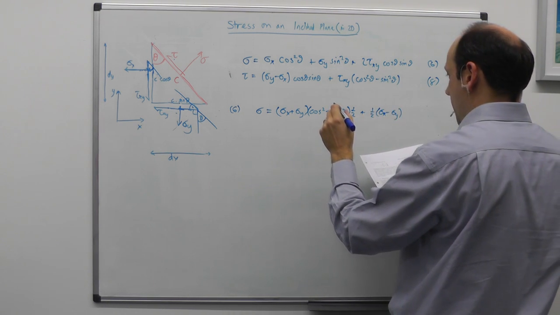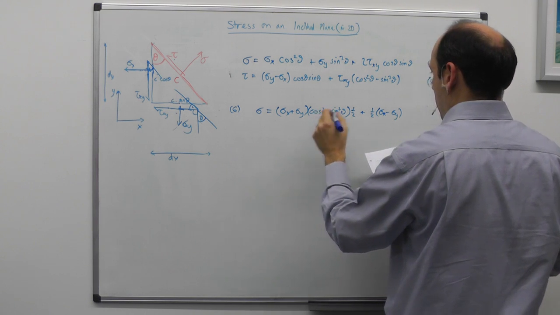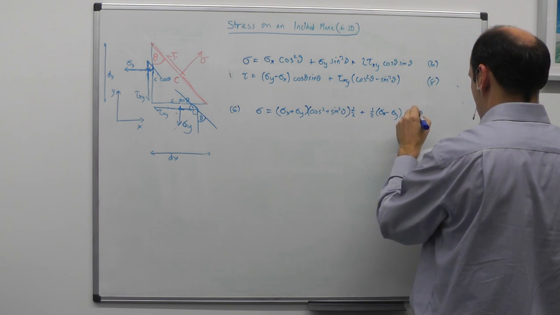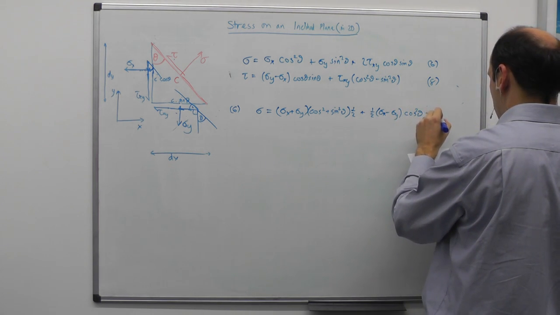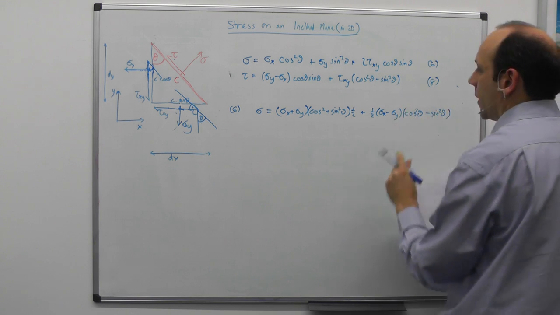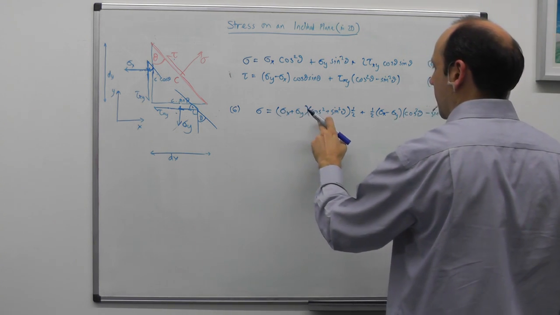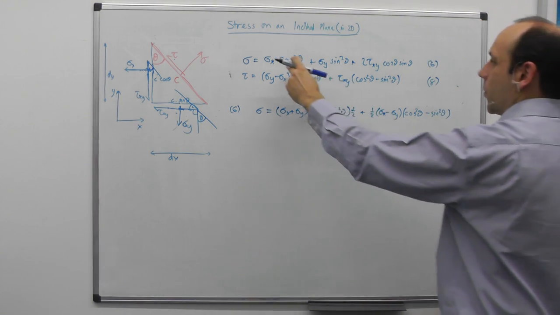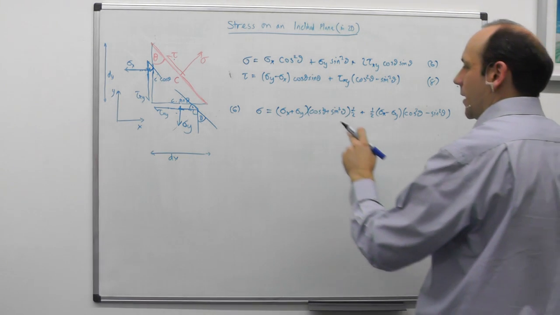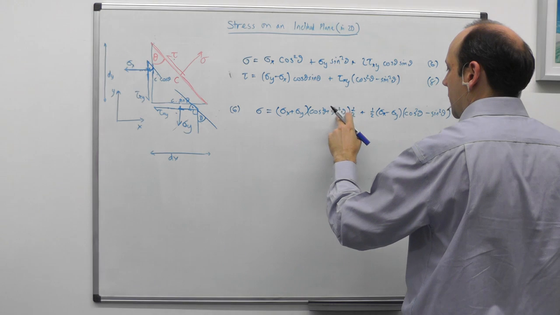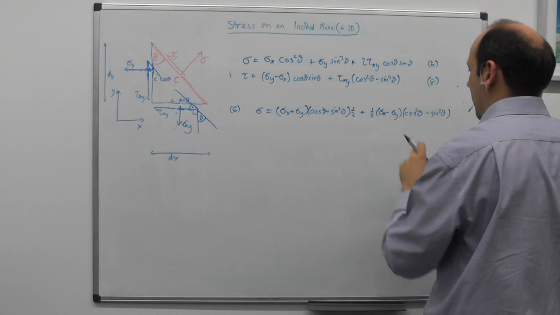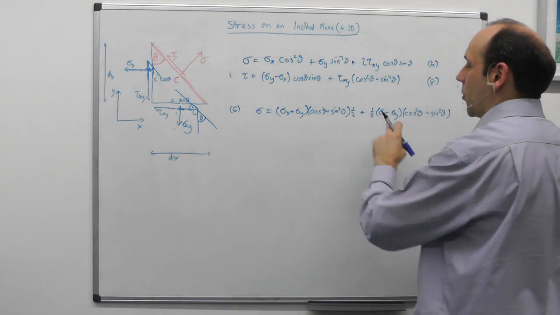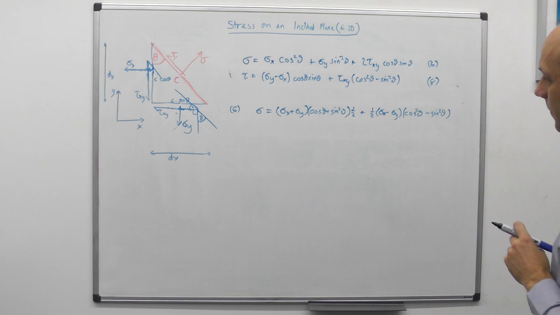times cos squared theta minus sine squared theta. Let me just check that. So if I add those together, I've got a half cos squared theta sigma x here and another half there. So I've got a whole cos squared theta sigma x. And here I've got a sigma y sine squared theta times a half. And here I've got another sine squared theta sigma y times a half. So I've got a whole one of them, so it adds up, right?